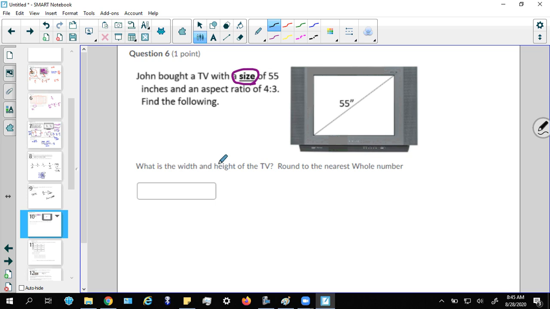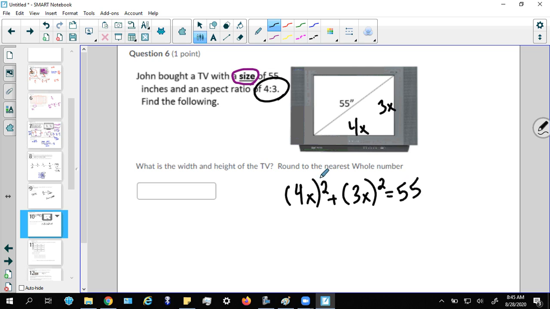So using the aspect ratio, and let me actually circle it, there it is, I'm going to put 4x for my width and 3x for my height. So that's going to be (4x) squared plus (3x) squared. Now remember, I put them in parentheses because I need the square to go to the 4 as well as the x. So 16x squared plus 9x squared is equal to 55 squared, which is 3025.